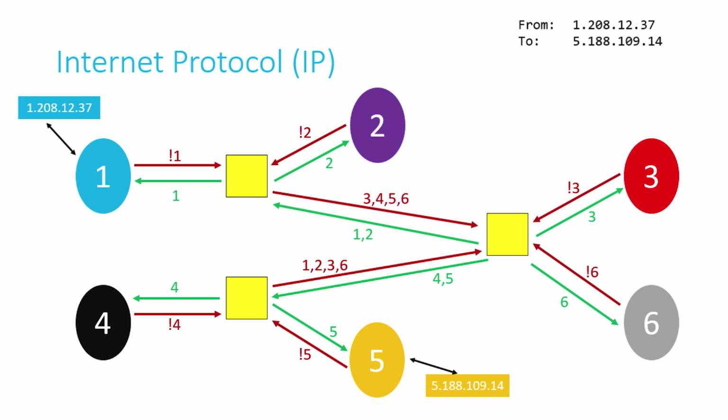Let's say that I am physically located at IP 1.208.12.37, so I exist somewhere on the 1 network. And I want to send a message to you, and you're on the 5 network at 5.188.109.14. Your IP address specifically doesn't matter, but in this particular example, we're talking about this generalization of what the internet protocol is all about. You're on the 5 network, and I'm on the 1 network. And as you can see, we're not connected to each other at all.